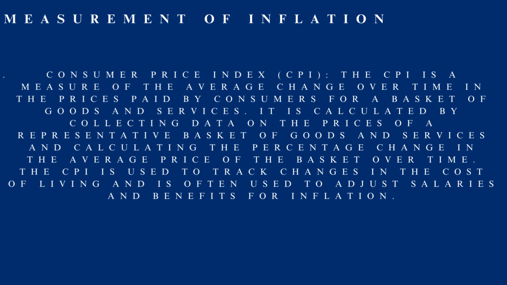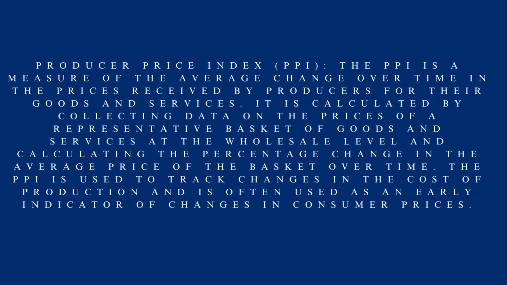How we measure the inflation? By Consumer Price Index (CPI). The CPI is a measurement of the average change over time in the prices paid by consumers for a basket of goods and services. It is calculated by collecting data on the price of a representative basket of goods and services and calculating the percentage change in the average price of the basket over time. The CPI is used to track changes in the cost of living and is often used to adjust salaries and benefits for inflation.